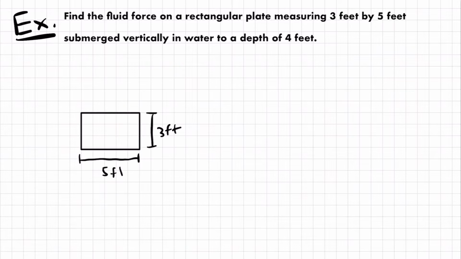That is 5 feet. And then we know that it is submerged vertically in water to a depth of 4 feet. And so, if this is the surface of the water, then the distance from the surface to our plate will be 4 feet. All right, and so now that we have a picture drawn here, what we want to do to be able to set up our definite integral is set up a coordinate system for this picture.